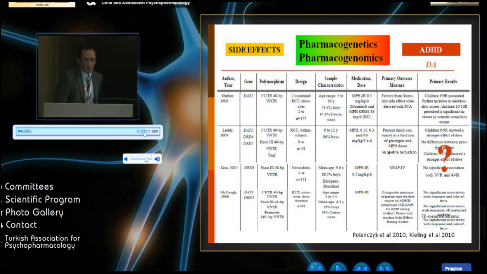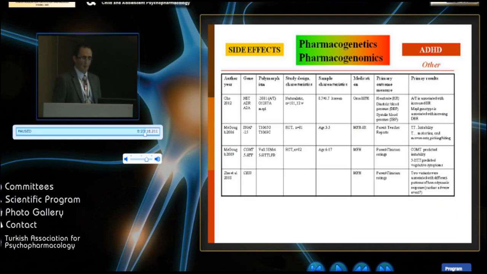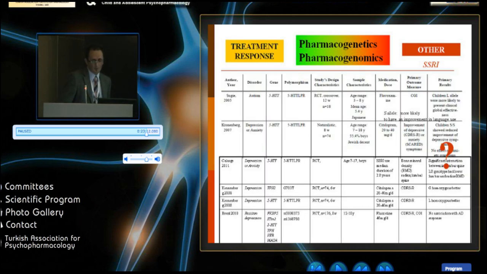In terms of side effects, with regard to dopamine, there are very different results. Some say that when there is a mutation related with dopamine, there are more side effects, and some say that there are not very significant side effects. So, in terms of SSRIs, there are different results.